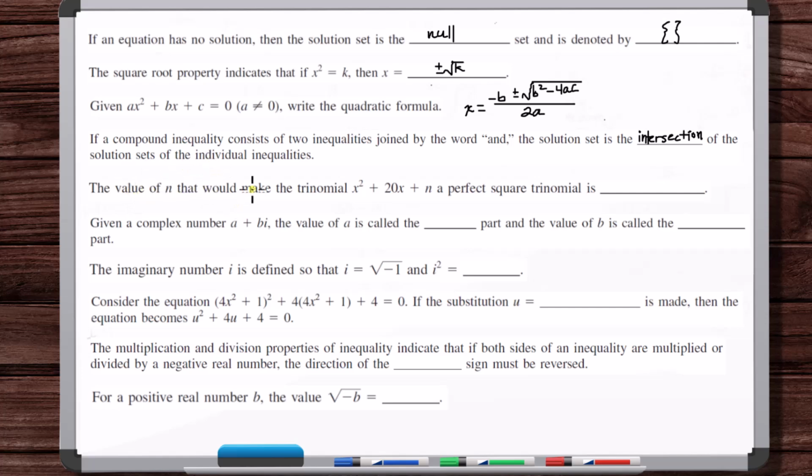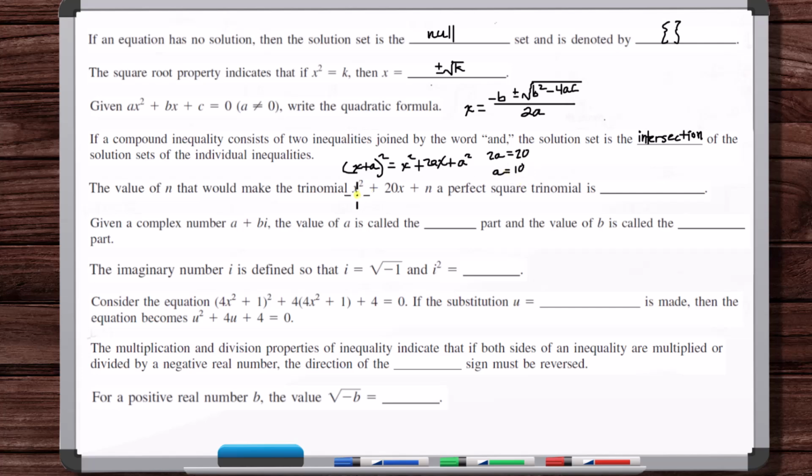The value of n that would make the trinomial x squared plus 20x plus n a perfect square trinomial is what? So this is completing the square, right? To complete the square, you have to create a perfect square trinomial. So x plus a squared is equal to x squared plus 2ax plus a squared. So here 2a is equal to 20, so a is equal to 10.